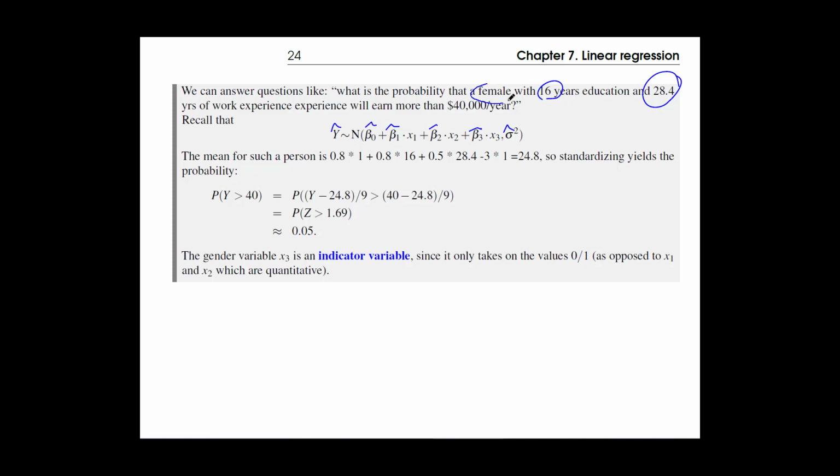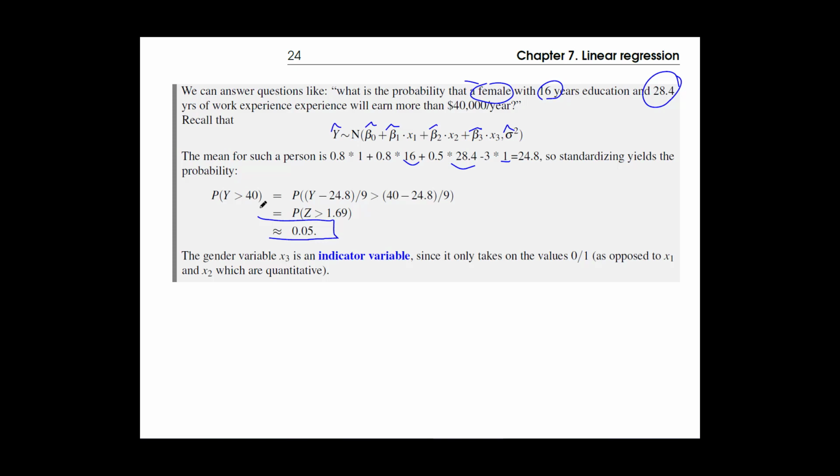Female means x3 is 1. This is x1 and that's x2, or vice versa. But these are the values that we use. So we plug in the values of the x's and multiply them by the betas. Computing the probability, as we know how to do it now, we get this very little, only 5% probability. So that's how we're going to apply these models.